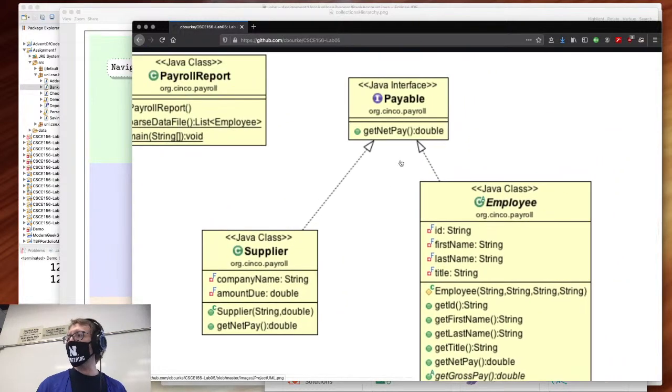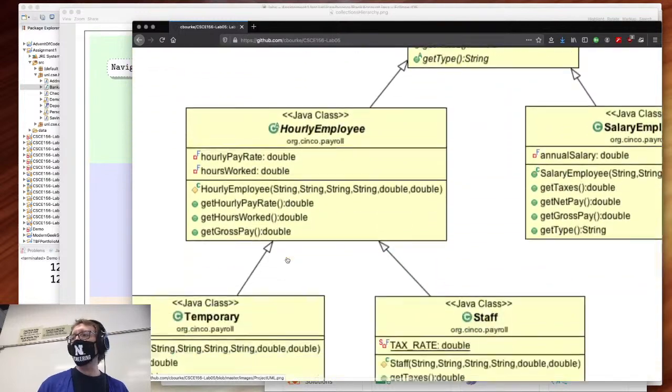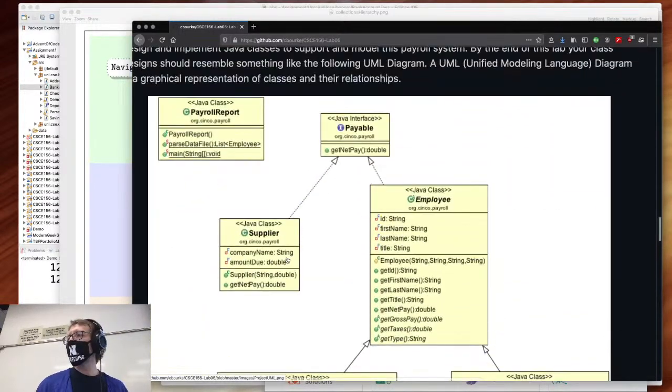So what we have is, well, we made this interface above it that's payable. And payable only defines one method, get net pay. How much do you have to pay this supplier? How much do you have to pay this employee, right? And all of these entities are payable. Right? Does that help? Or yeah, go ahead.